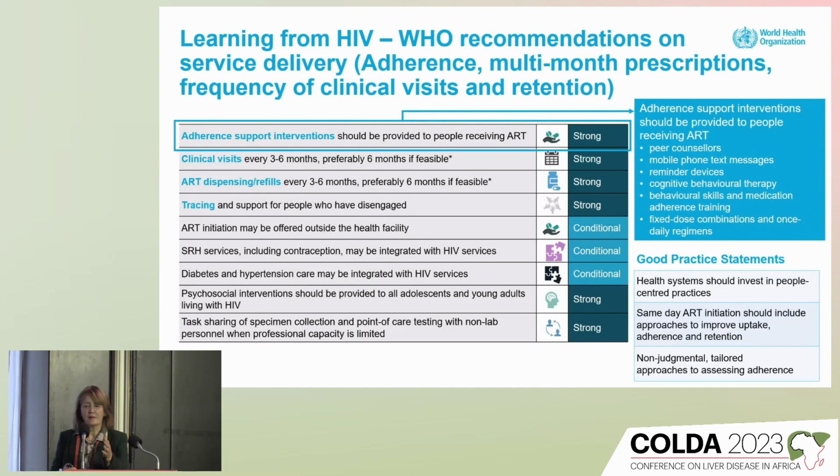And I think very important were the messages from the HIV literature, because so much is applicable to hepatitis B: recommendations from HIV of inherent support being embedded in hepatitis B care, reducing the number of clinical visits, multi-month dispensing, tracking and tracing, and all the simple and low-cost measures, peer counselors, mobile phone text messages, AI, as adherence support reminders.